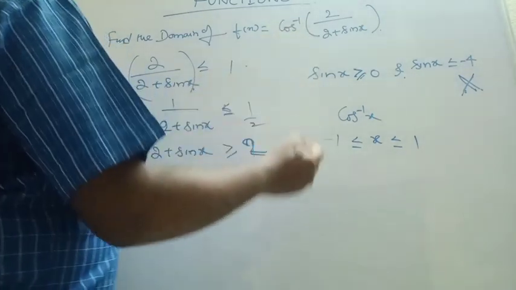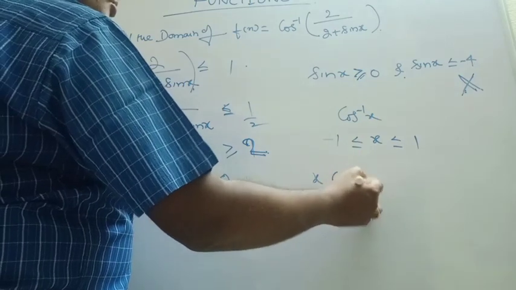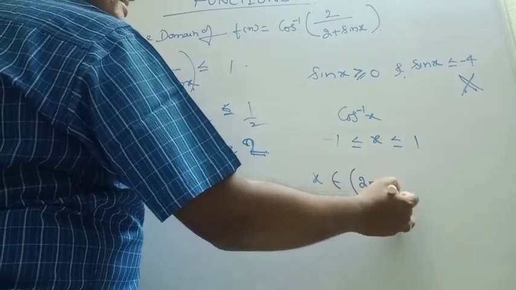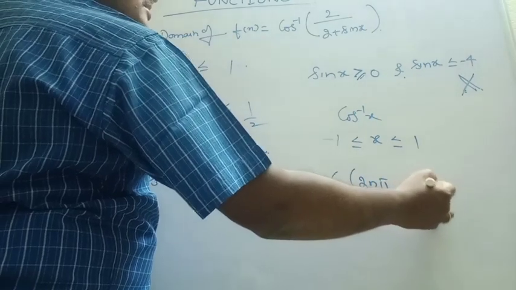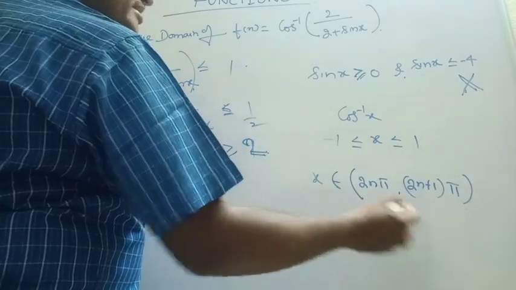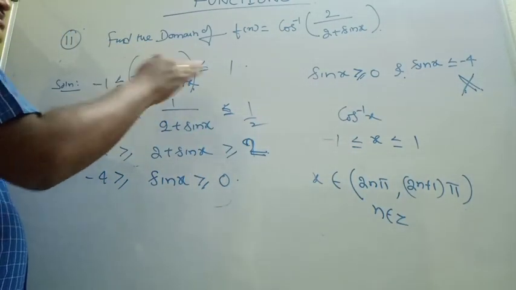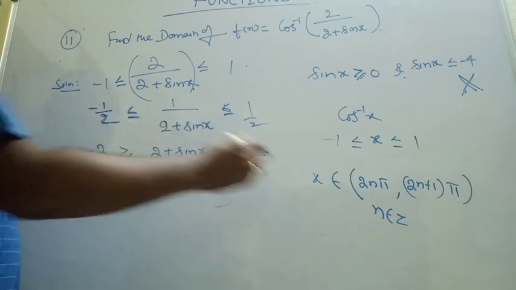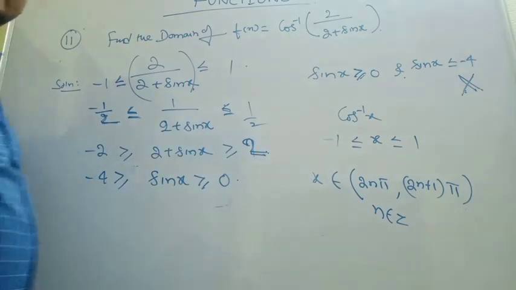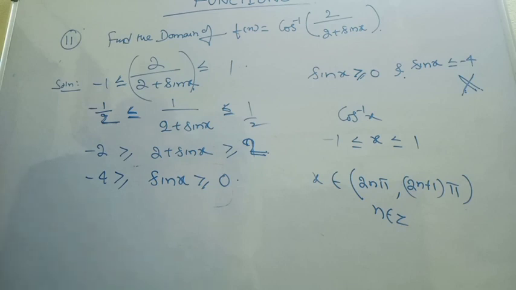Then the solution set: when sin x is greater than or equal to 0, x belongs to the interval 2nπ to (2n+1)π, where n belongs to Z. In this interval, x satisfies the inequality, and the domain is nothing but 2nπ to (2n+1)π. Like this, this beautiful problem can be answered.